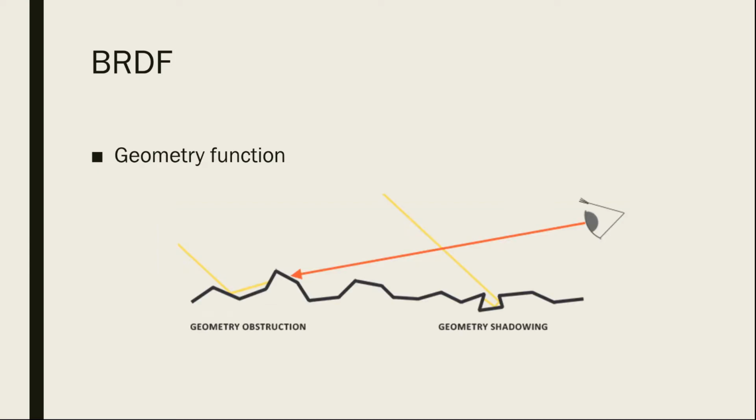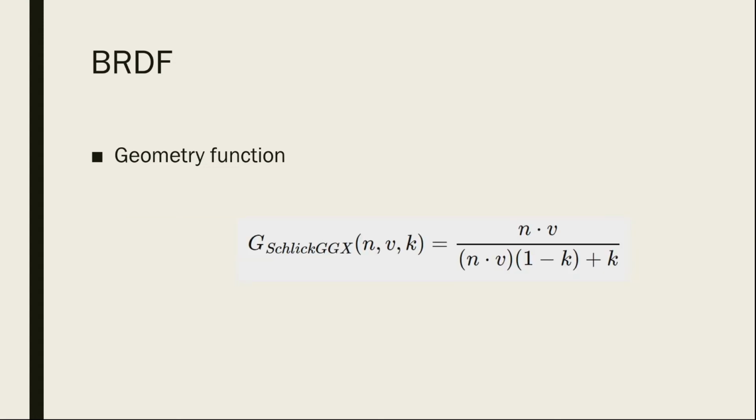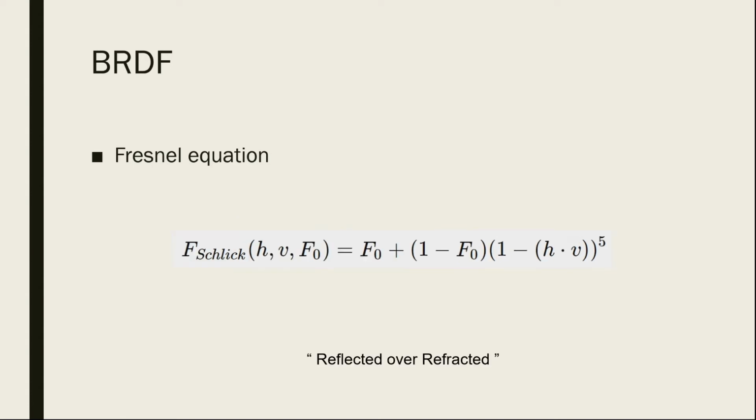The geometry function approximates the relative surface area where the microsurface details overshadow each other and make the rays of light occluded. The surface on the right has more overshadowing, so the surface is dimmer and grayer. The one on the left is smooth, so it's more white and bright. This is the equation of the geometry function. I'm going to skip it.